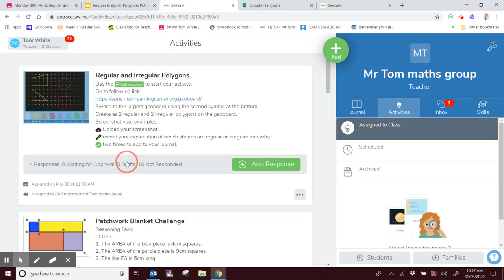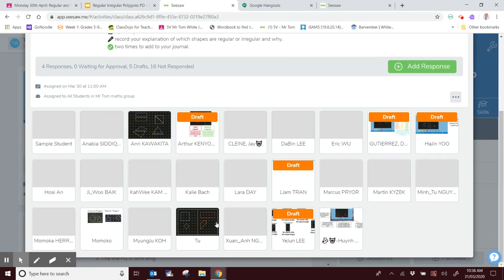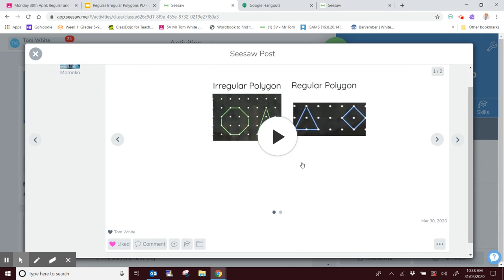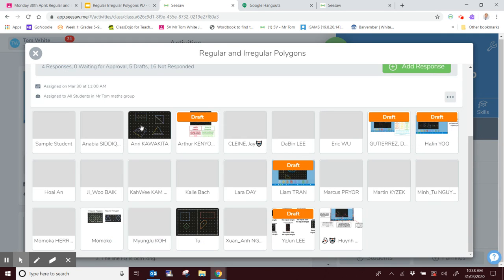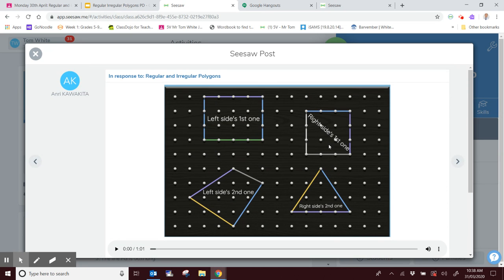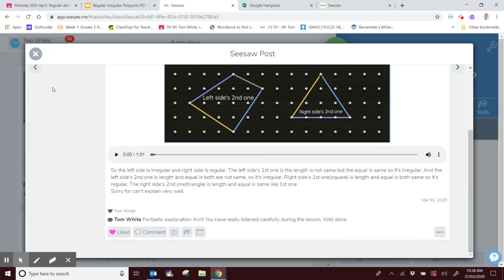Okay, so I just want you to have another look at that, some of you. And I also want to give a really big shout out to Momoko because her oral explanation and Anri's oral explanation of their shapes were excellent. So well done to you two.